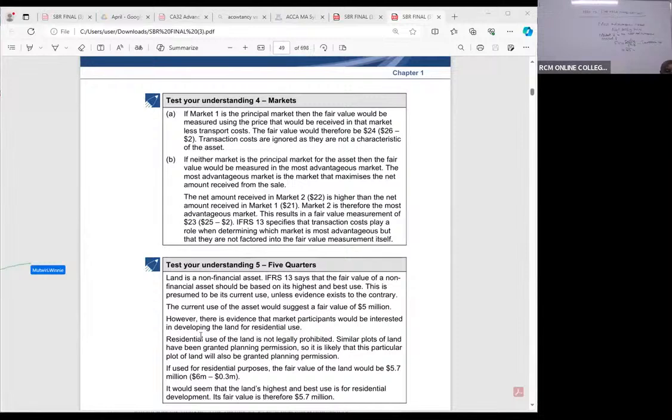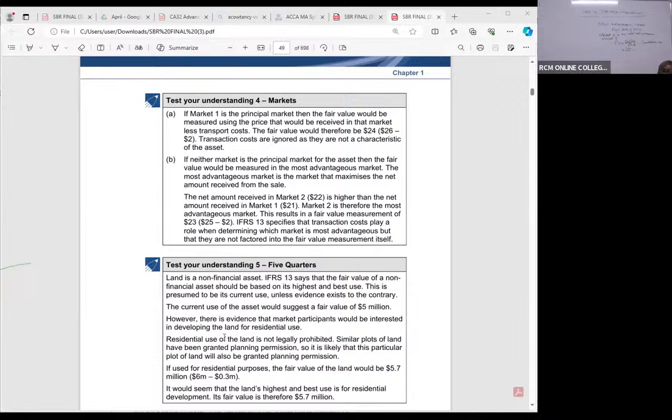Yes, okay. So the answer is here. Land is a non-financial asset. IFRS 13 says that the fair value of a non-financial asset should be based on its highest and best use. This is presumed to be its current use. Unless evidence exists to the contrary, the current use of the asset would suggest a fair value of 5 million.